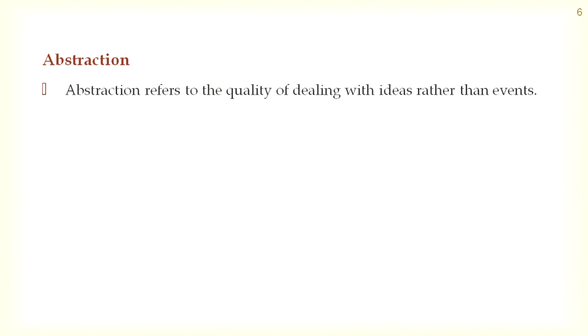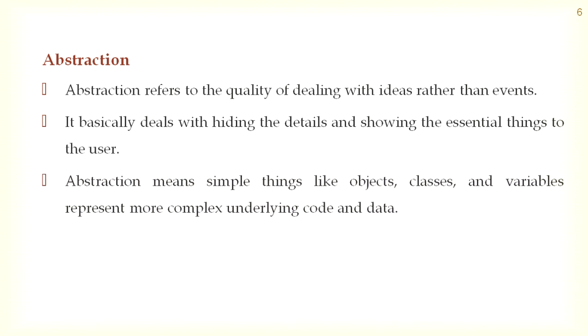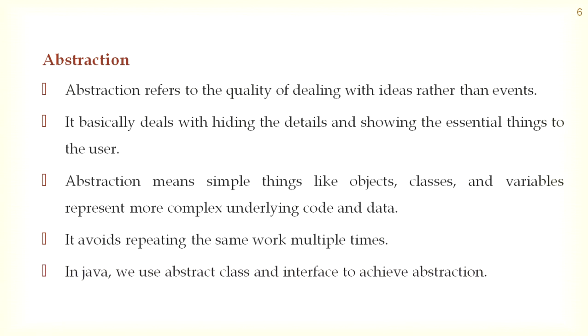Abstraction. Abstraction refers to the quality of dealing with ideas rather than events. It basically deals with hiding the details and showing the essential things to the user. Abstraction means simple things like objects, classes, and variables represent more complex underlying code and data. It avoids repeating the same work multiple times. In Java, we use abstract class and interface to achieve abstraction.